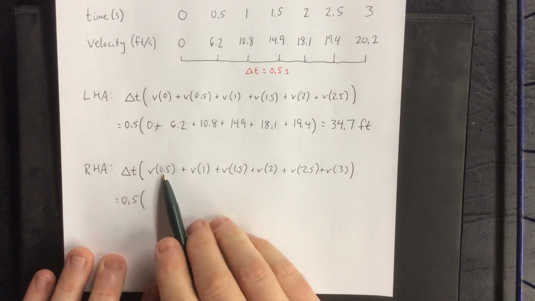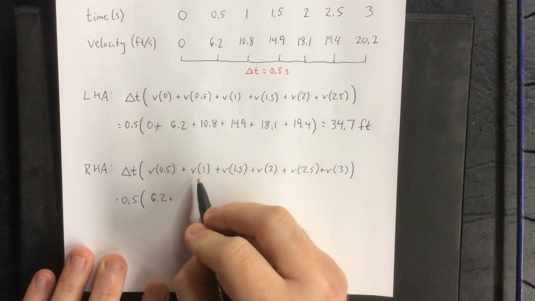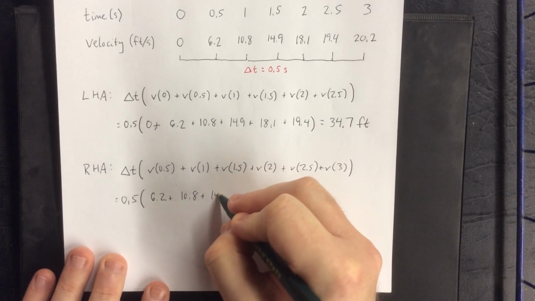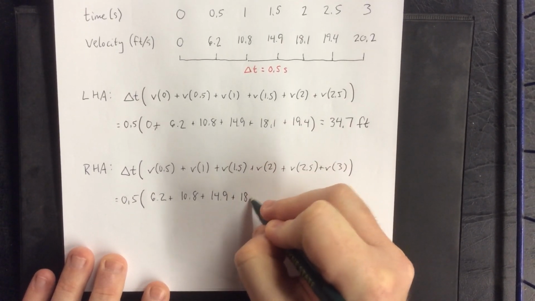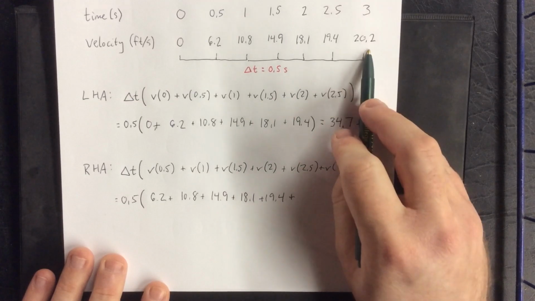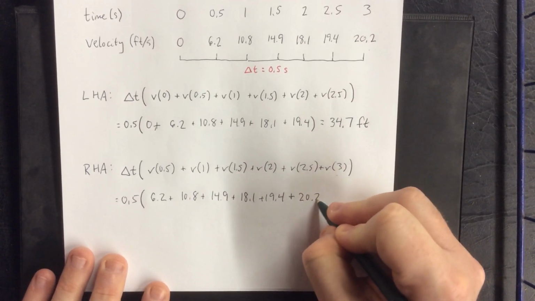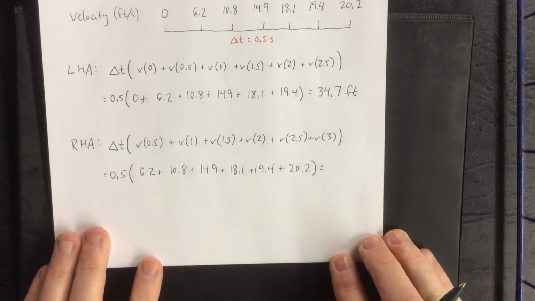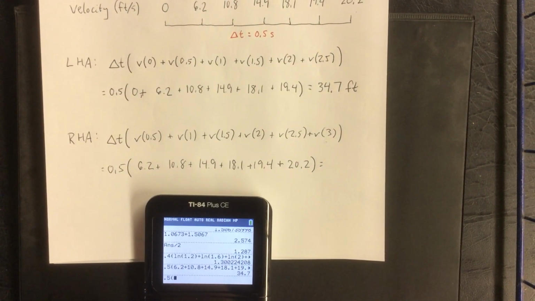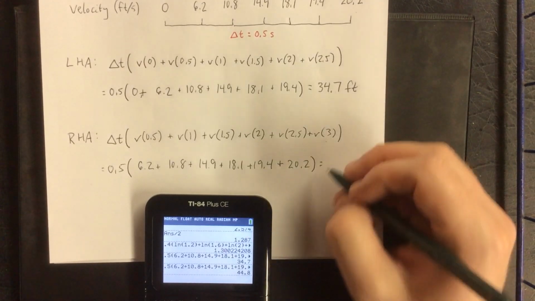So the velocity at 0.5 we already had in here, that was 6.2. At 1 was 10.8. At 1.5 is 14.9. At 2 is 18.1. At 2.5 is 19.4. And finally, the velocity at 3 we haven't used yet, but that'll be 20.2. Now once again, if you want to use the calculator to help you out, I practically insist. So 0.5 times, set up parentheses, 6.2 plus 10.8 plus 14.9 plus 18.1 plus 19.4 plus 20.2, close the parentheses, and we get 44.8.